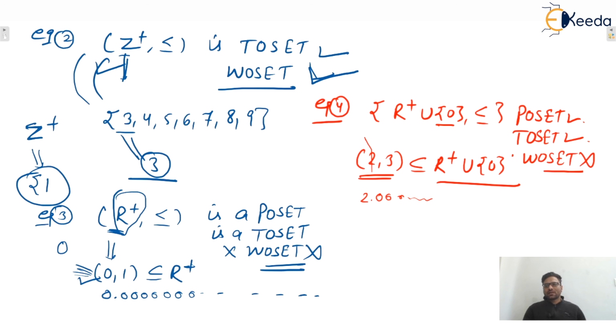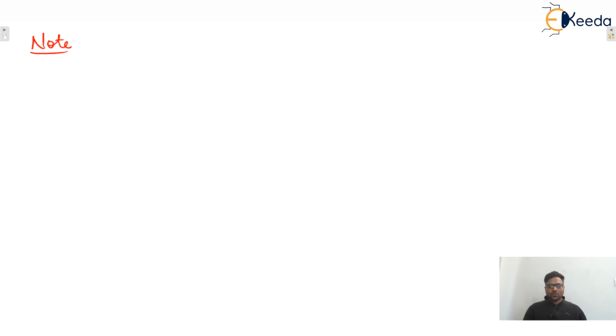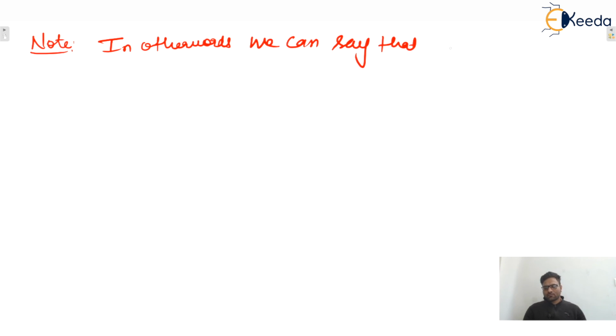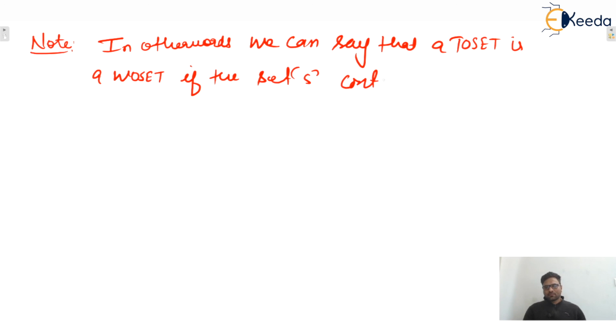Alternatively, in other words, you can write down one note. In other words, a TO set is a WO set if the set S contains a least element and all elements are discrete.